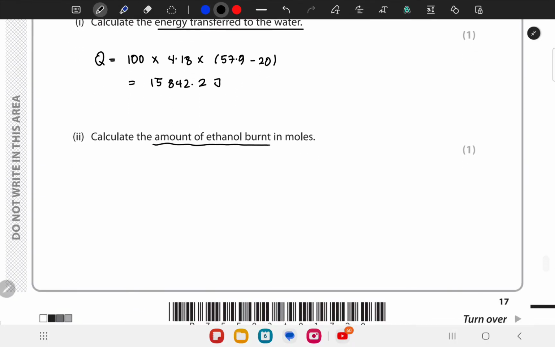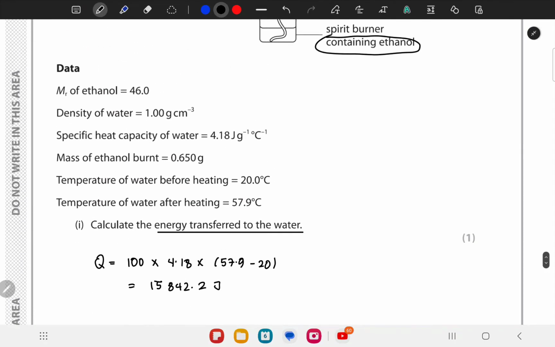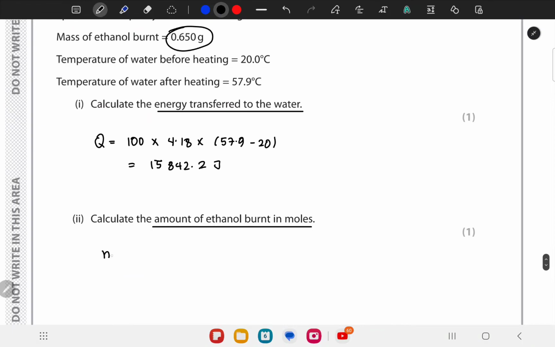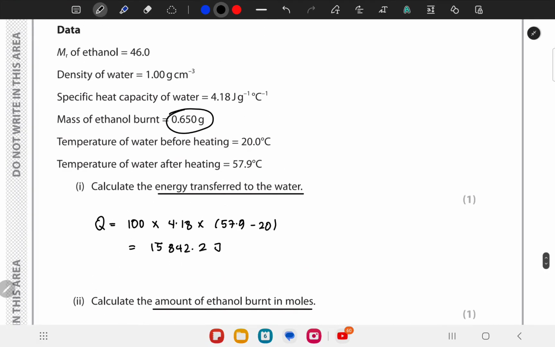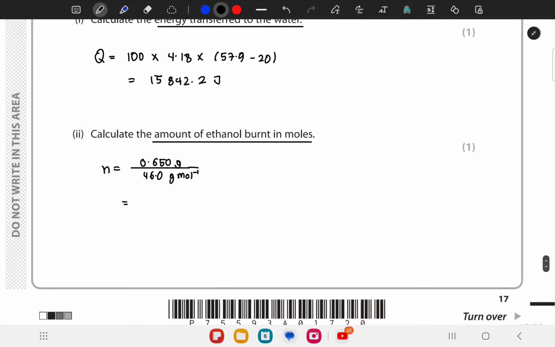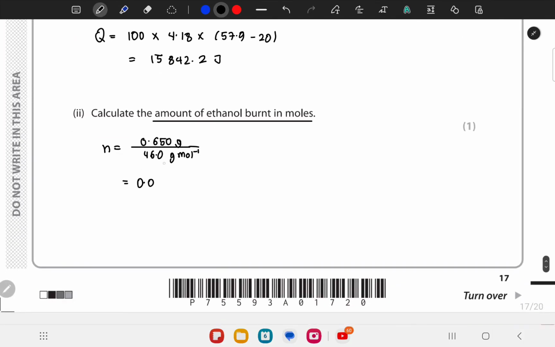Now we have to calculate the amount of ethanol burnt in moles. So the amount of ethanol burnt was 0.650 gram. The number of moles is the weight divided by the molar mass, which is 46.0 gram per mole. 0.65 by 46, we get 0.01413 moles.